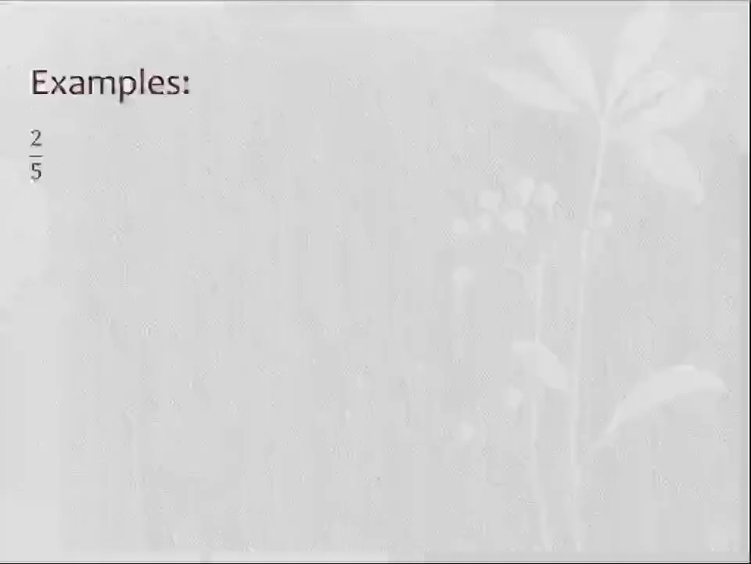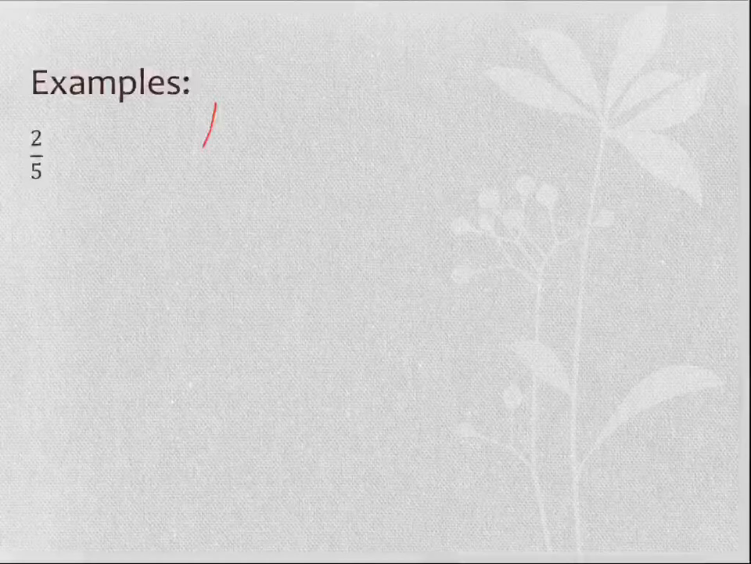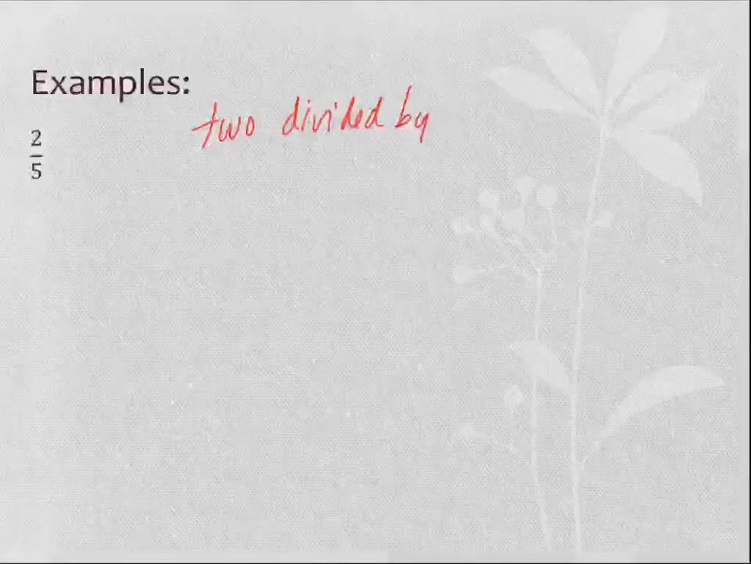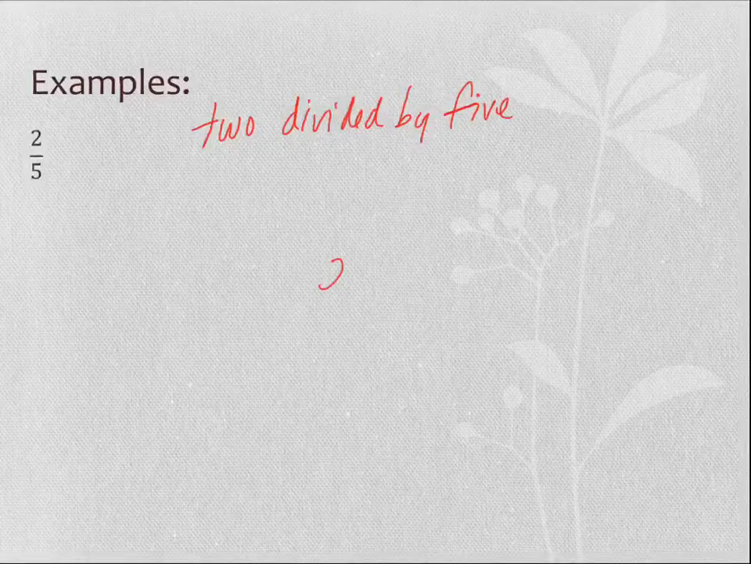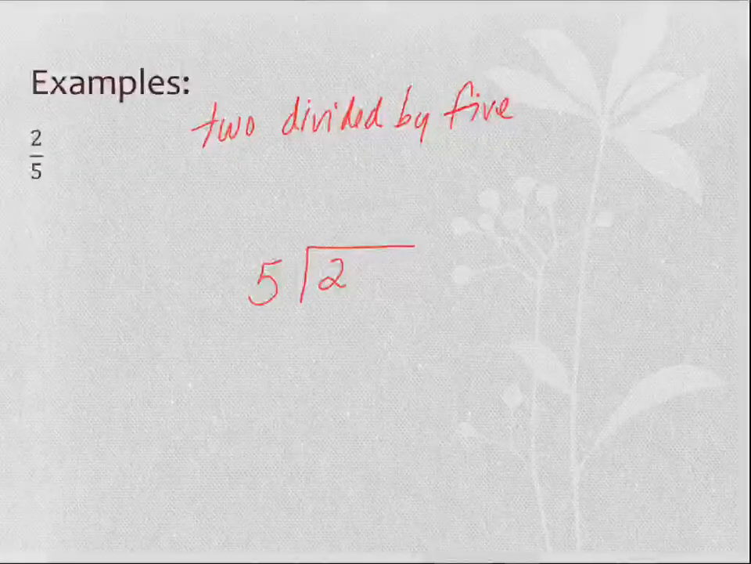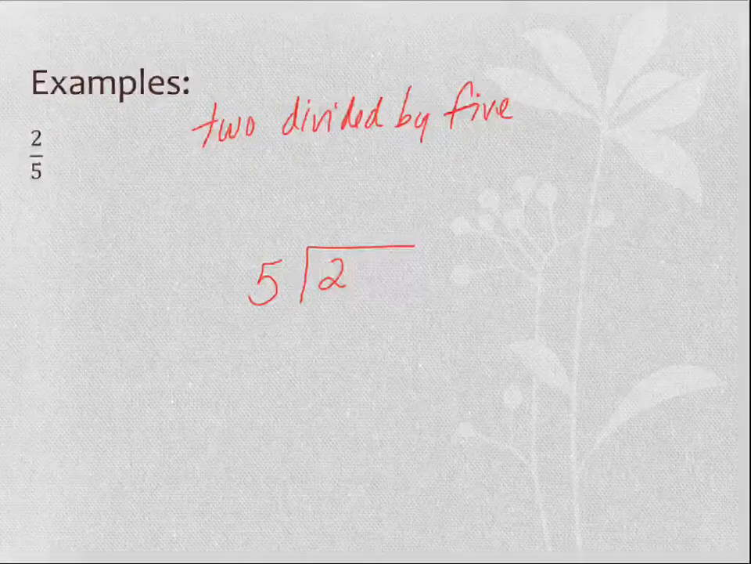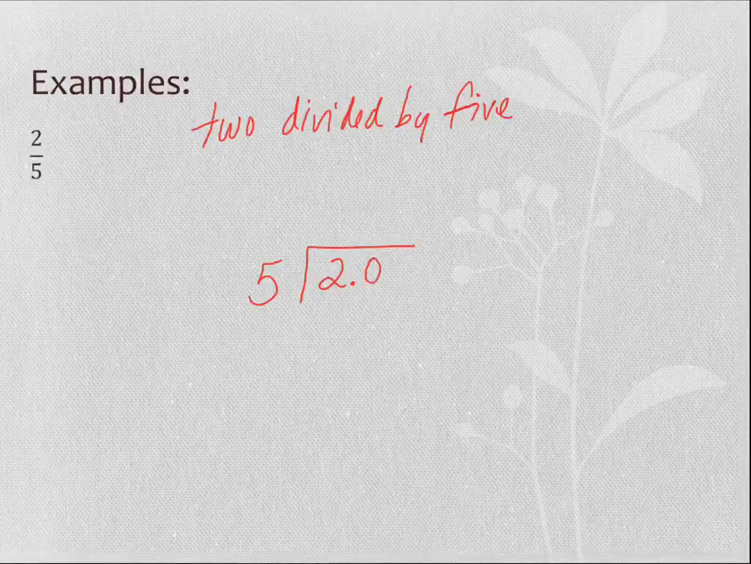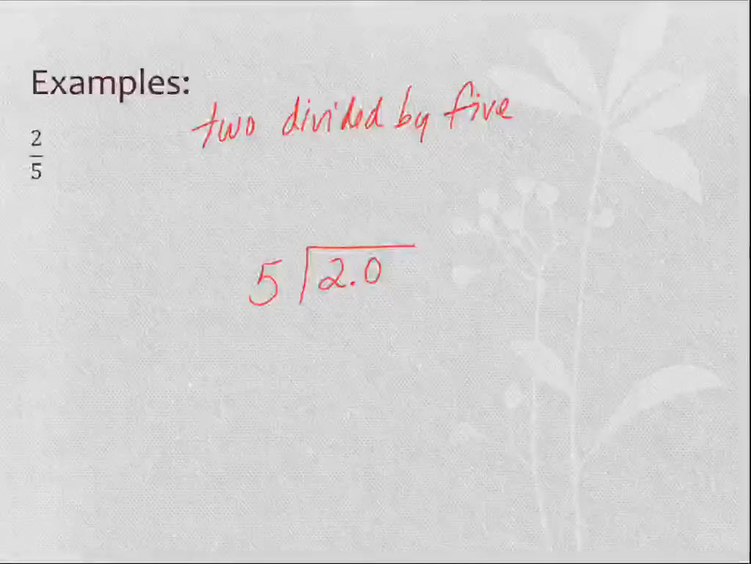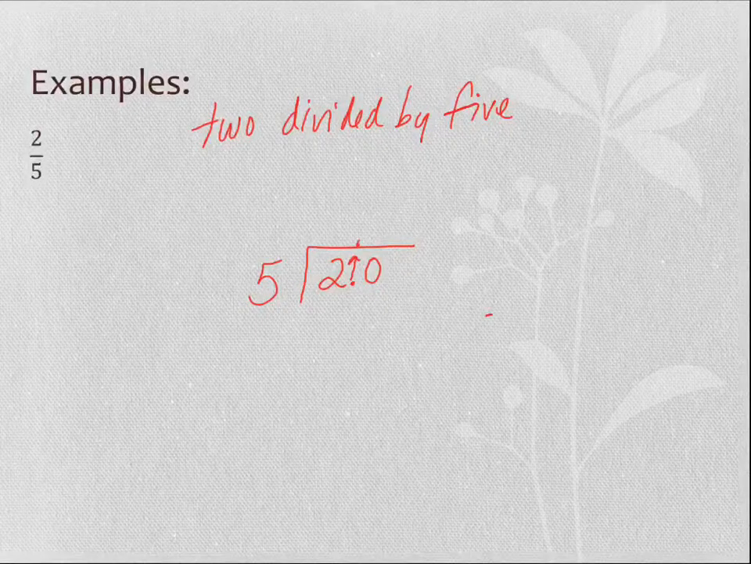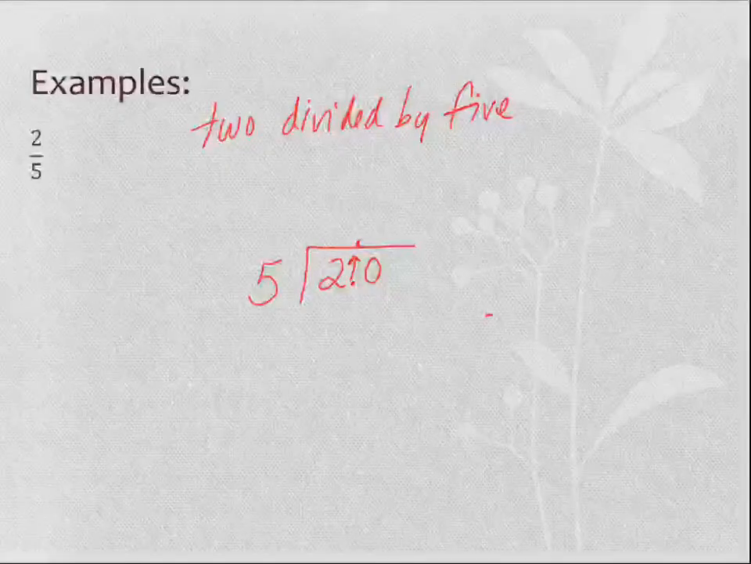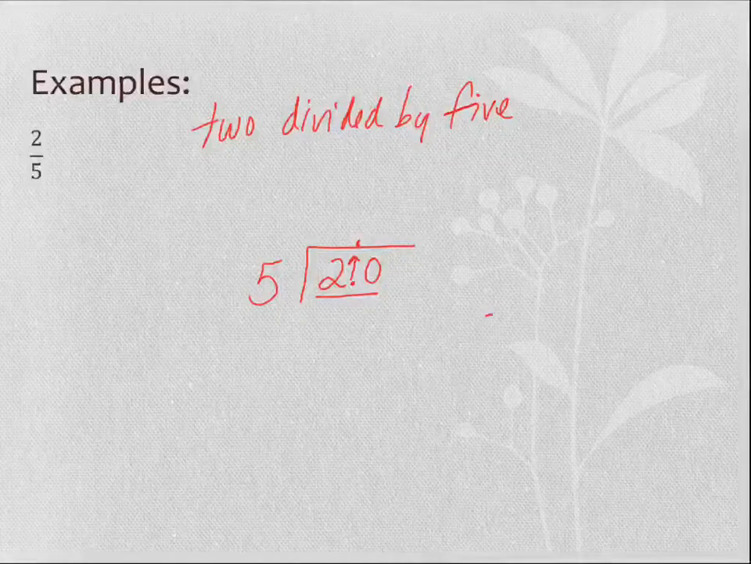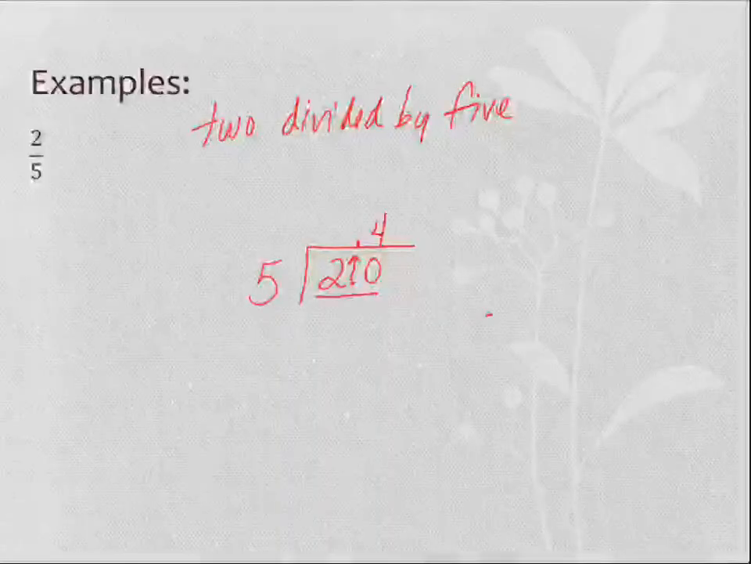So let's look at some examples. This would be 2 divided by 5. So we would set this up as 2 divided by 5. Well, you all know that 2 is less than 5, so it cannot be divided without adding a decimal point and a 0. Then I'm going to take that decimal point and bring it up into my quotient. And now I think of this as 20 divided by 5. Well, 20 divided by 5 is 4. That 4 goes right here above that 0.